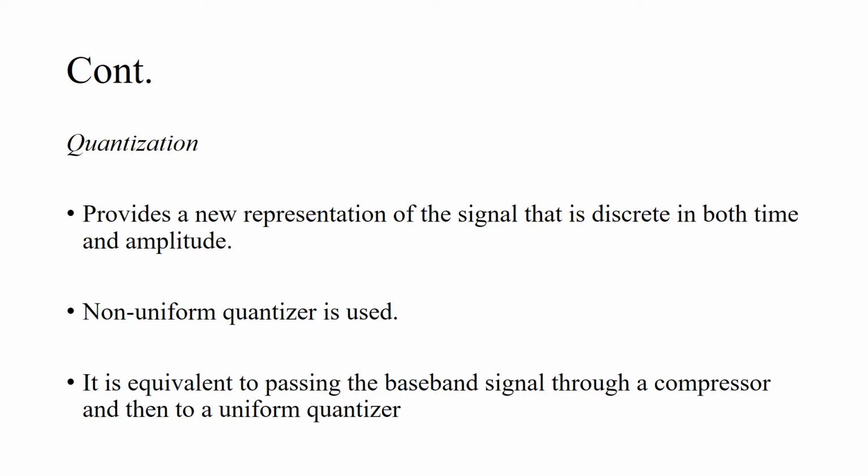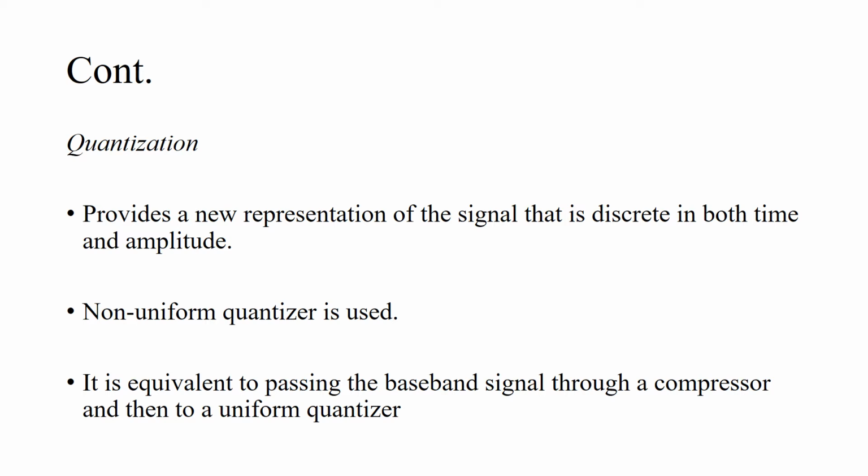For quantization, we can use either a uniform quantizer or a non-uniform quantizer. So what is uniform quantization? In uniform quantization, the quantization levels are uniformly spaced, whereas in non-uniform quantization, the quantization levels are unequal and mostly the relation between them is logarithmic. So here we use a non-uniform quantizer, and the use of a non-uniform quantizer is equivalent to passing the baseband signal through a compressor and then the output of the compressor to a uniform quantizer.